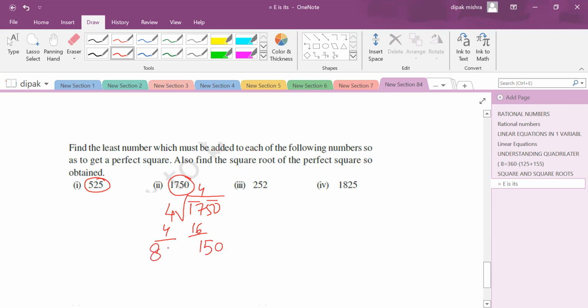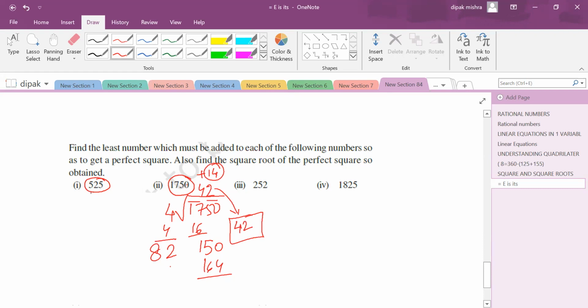Now, if I put 2 and multiply it by 2, it becomes 164. So I'm just exceeding 150. So how much do I need more? I need 14 more so that it becomes a perfect square number, and the square root is 42. This is the answer. The square root is 42 and I need 14 more to complete the square.